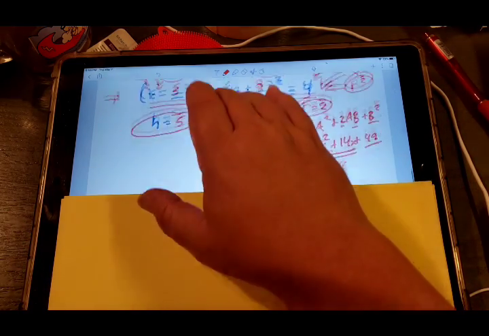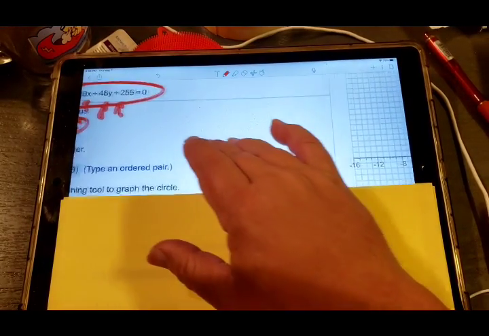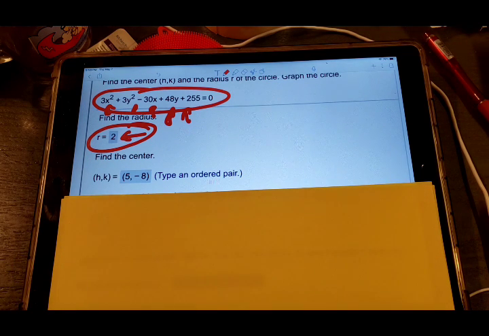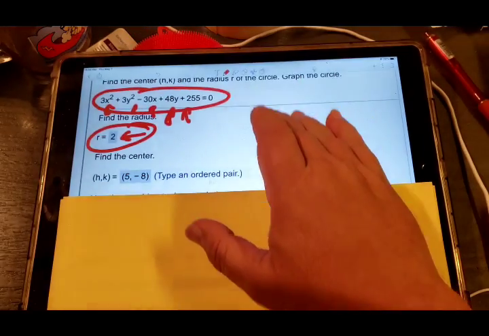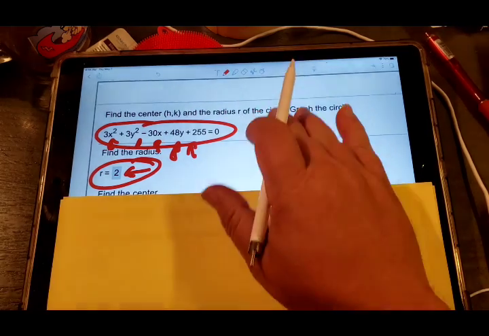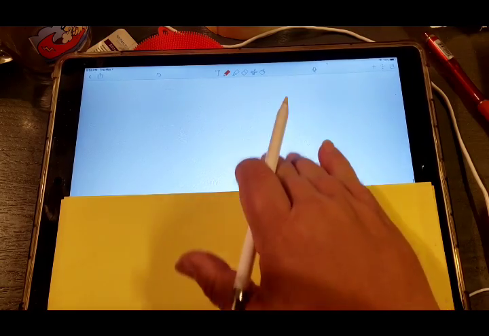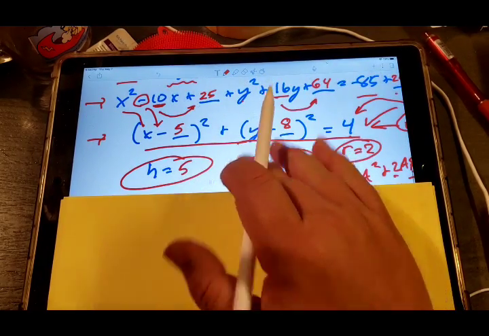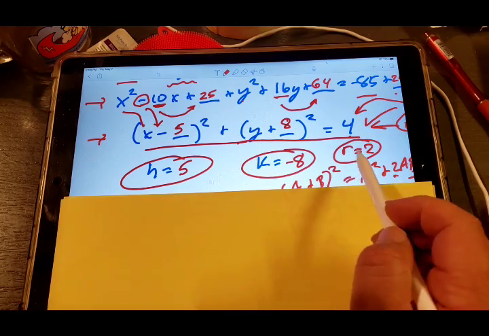All right, so just make sure you're investigating the question and the depth of the question that you're looking for. All right, why 5, why negative 8? Again, when you transform this equation, you get this equation, and that's where the 5, the 8, and the 2 all come from.